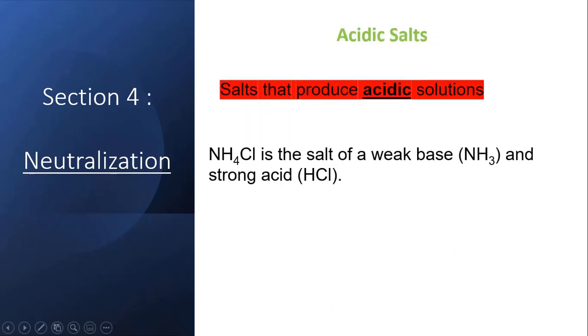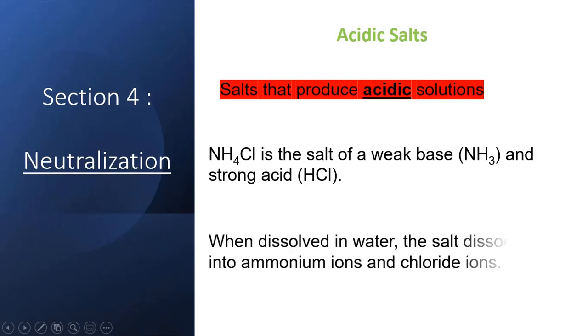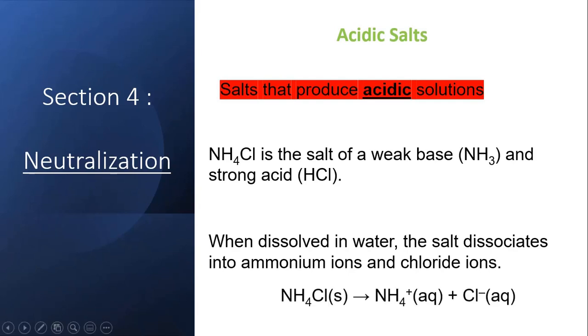Type, if we dissolve NH4Cl in water, it will be acidic. So it's called a salt that produces an acidic solution. NH4Cl is the salt of a weak base, NH3. We know ammonia is a weak base. The strong acid is HCl. So Cl came from a strong acid. This is why it's going to make the water or the solution acidic. When dissolved in water, the salt dissociates into ammonium ions and chloride ions. If you dissolve it in water, it will give you NH4 positive and Cl negative.